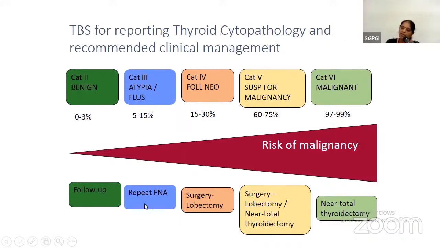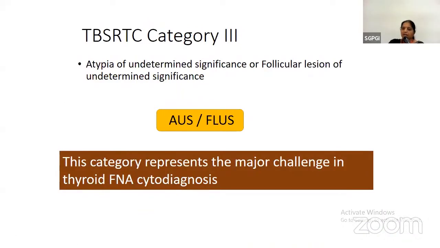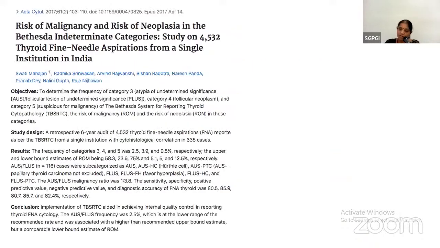And depending on the risk of malignancy, you have the management, which could be just follow-up for a CAT 2. For CAT 3, we have different options, which is repeat FNA, we'll see later. For CAT 4, it is lobectomy, and for CAT 5 and 6, it could be near total thyroidectomy. And this is the biggest challenge, which Shipra covered a lot, the CAT 3 cases, which we used to call AUS/FLUS. And then in the revised Bethesda, they said call it AUS. And this really represents the major challenge in thyroid FNA cytodiagnosis.